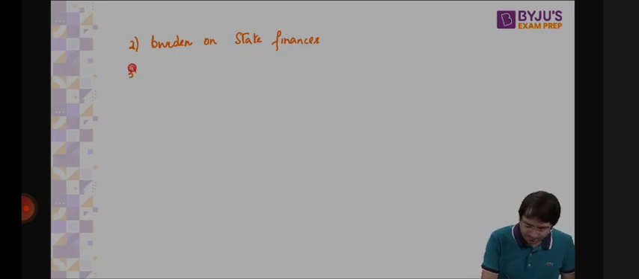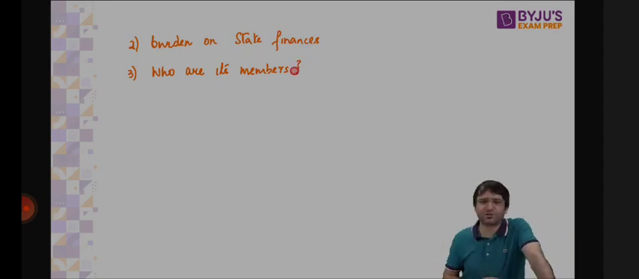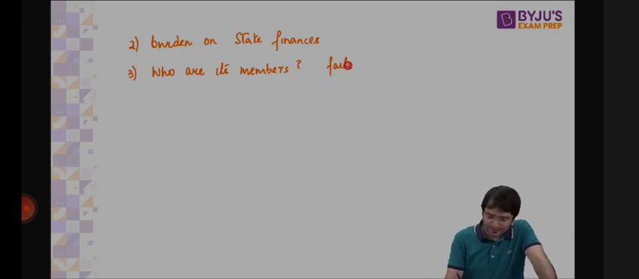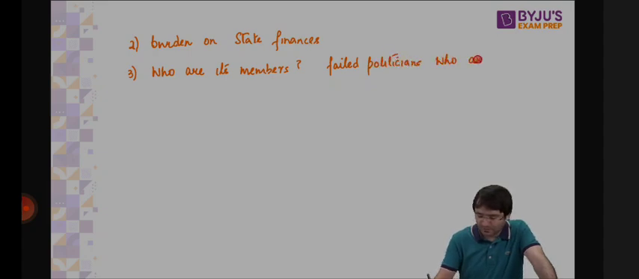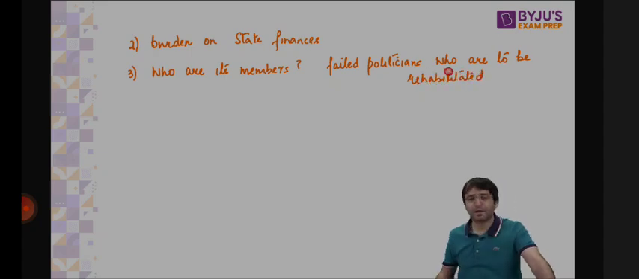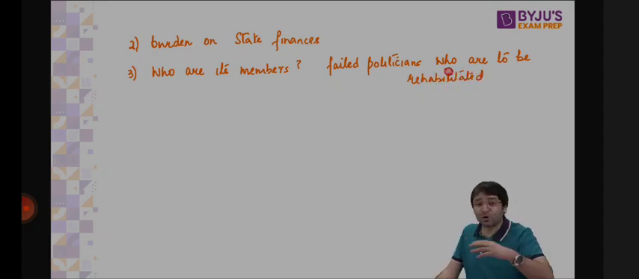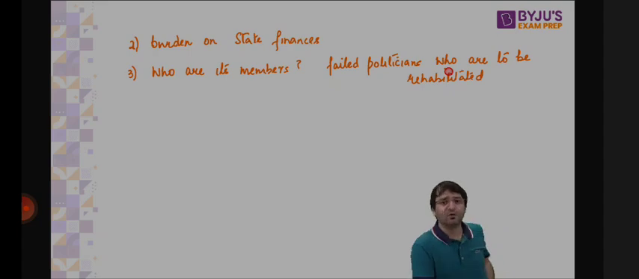Third, who are its members? When you look at the composition of the Legislative Council, who are these members? Failed politicians who are to be rehabilitated. When we analyze the data on the majority of these members of the Legislative Council, who are these individuals? Basically failed politicians.